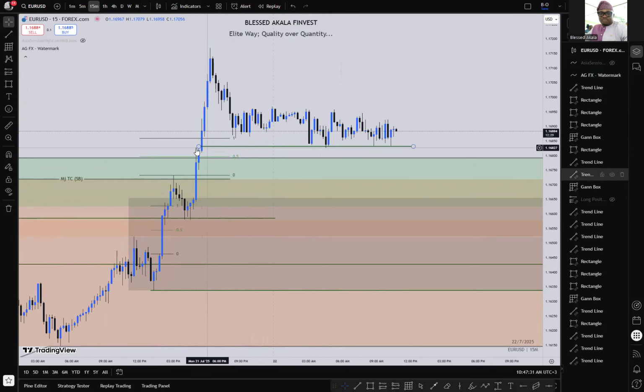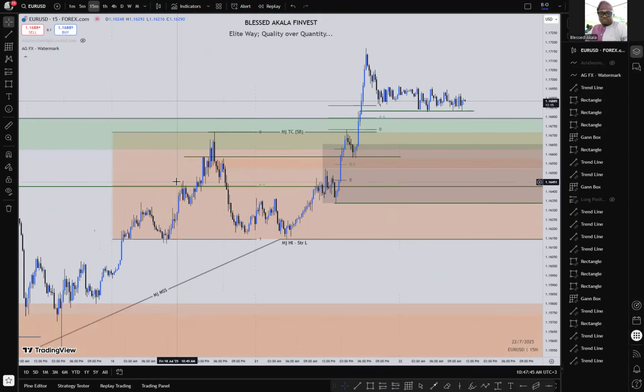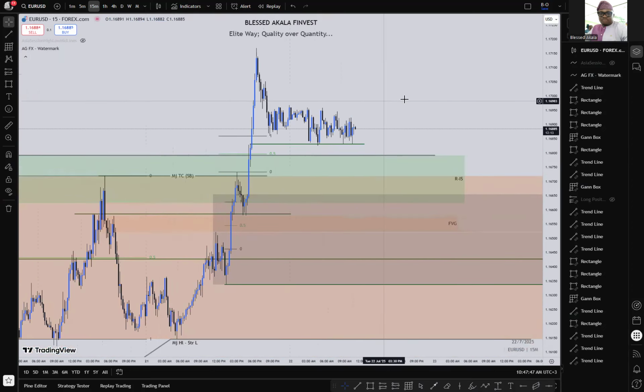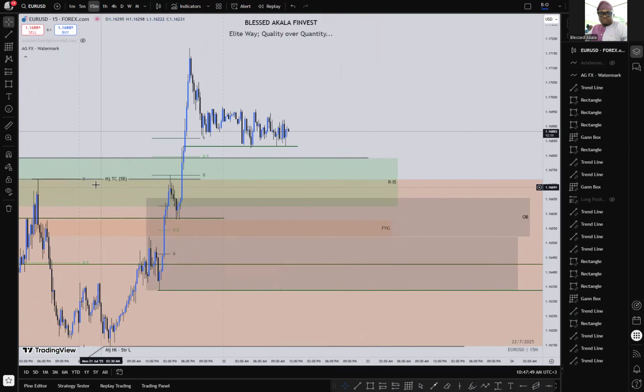But personally, I'm not expecting it to sustain, to prevent the price from going lower. This is my level of validation. This is actually the level I'm expecting price to start from. So thank you very much. That will be all for today.